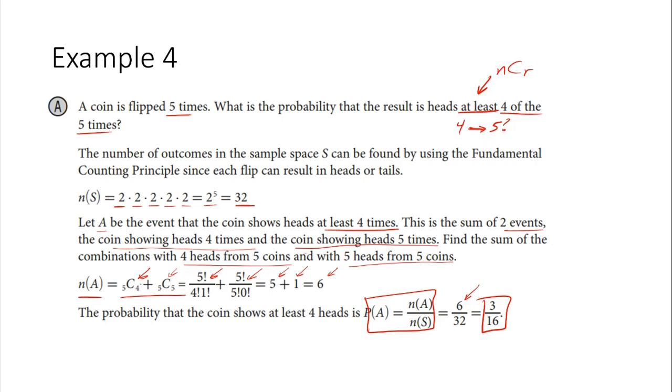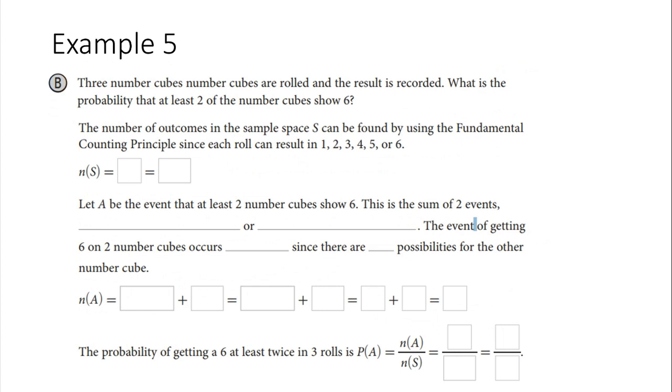So that's why we have to add in the idea that we can get the fifth. Okay, that's why we had to do that. All right, so let's look at example 5. Three number cubes are rolled, and the result is recorded. What is the probability that at least 2 of the number cubes show 6?